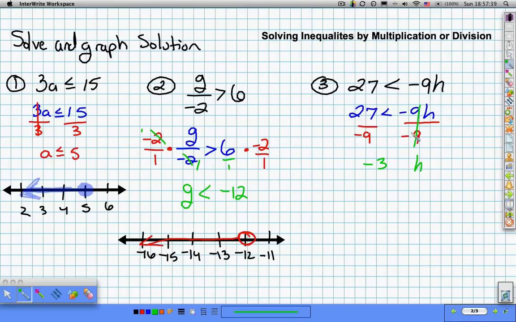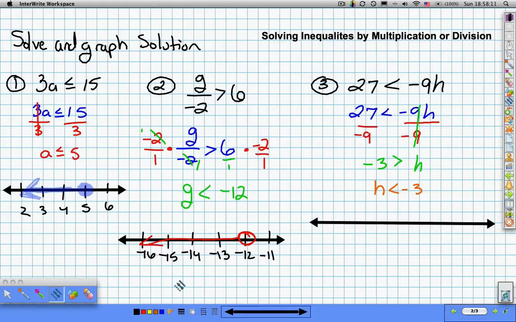Now I divided by a negative number, so my inequality must change. So it's not less than, it's going to be greater than. So this says negative 3 is greater than h. And if you remember in the last few videos, I want to change it so my variable's first. So actually it says h is less than negative 3. And if you notice, my inequality puts it right back to the beginning of what it was. Well, this can happen because we divided by a negative, but it won't always happen, so be careful. Don't always assume that it will.